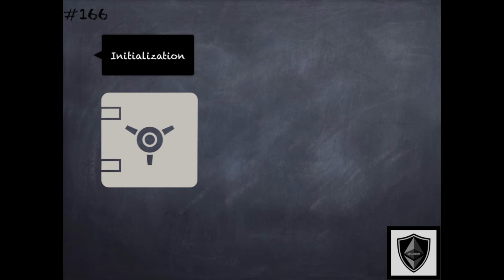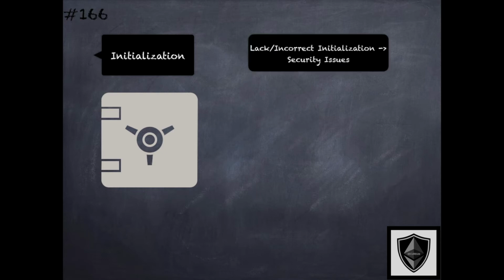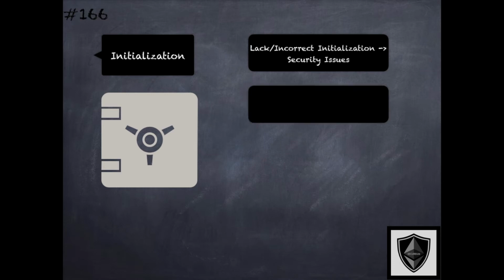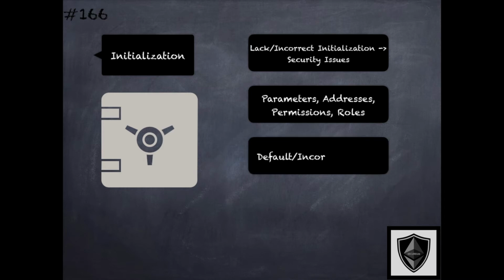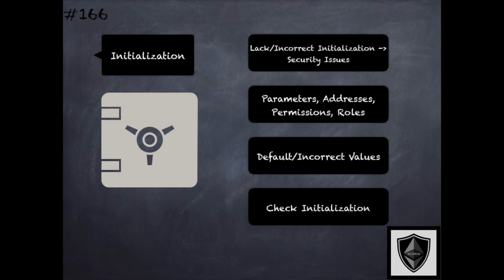Lack of initialization. Initializing with incorrect values or allowing untrusted actors to initialize system parameters may lead to security issues. This is especially true for critical parameters, addresses, permissions, and roles within the system because the default or incorrect values may be used to exploit the system, either technically or economically. The best practice, therefore, to avoid security pitfalls from initialization is to check that it is done and done correctly using the right values and done so by only the authorized users.